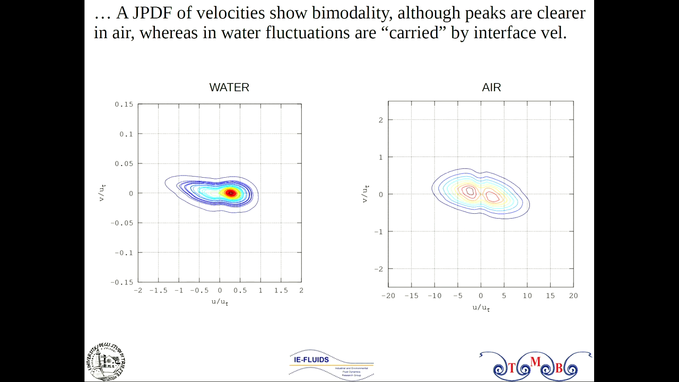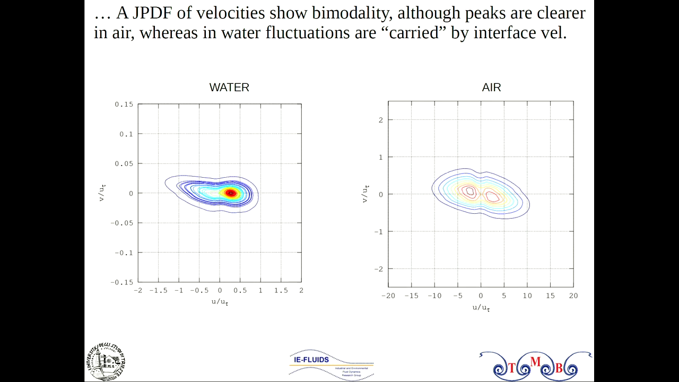Now, we move on and try to study the PDFs of these fluctuations, meaning the velocities that we take at y plus equal to 10 when you have a strong event. We find that for the water side, you have some bimodality. But obviously, because of the convection of the interface, this bimodality is moved towards the positive side of the u velocity. Whereas for the air side, since the interface is more rigid because of the higher inertia of water, you can find the bimodality more clearly.